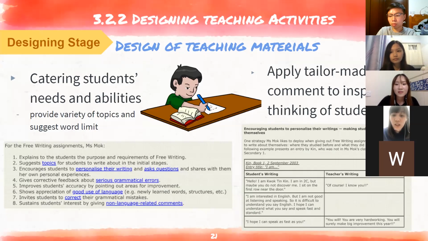And as the comments are focusing on their mistakes, according to the table, teachers try to act as an audience and respond to the writing. This can inspire students to think more.